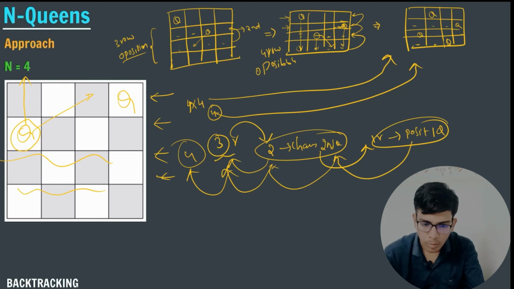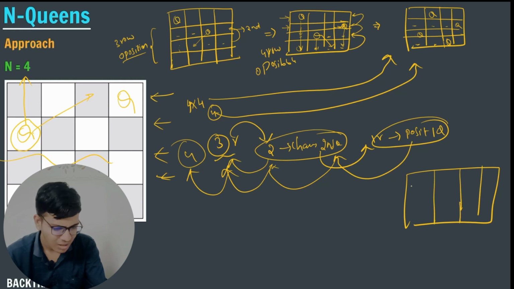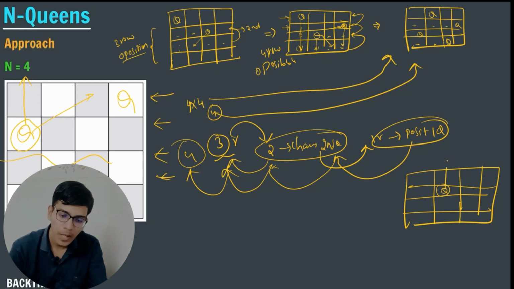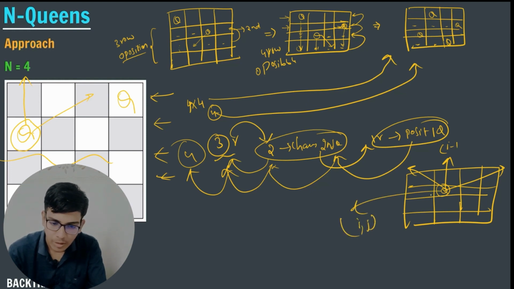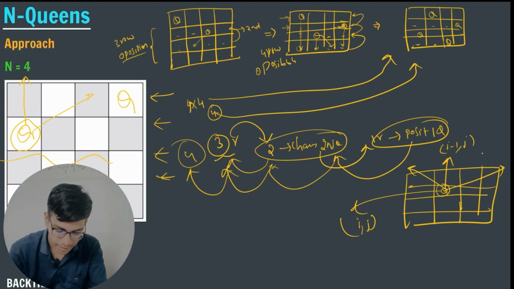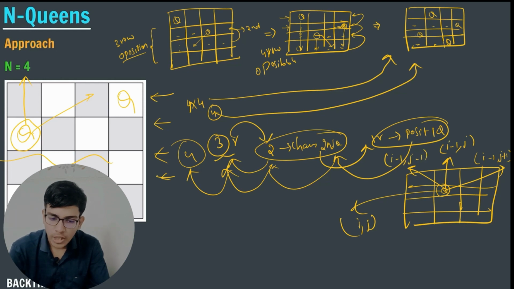Okay, so I will draw the board and I will show you that. Let us consider that this is a 3x3 or n cross n board. Suppose here we have a queen, so we need to check for this part, this part and this part. Suppose the position here is i comma j, then this position will be i minus 1 comma j, this position will be i minus 1 and j plus 1, and this diagonal will be i minus 1 and j minus 1. So I need to check my upper part, right diagonal and left diagonal.